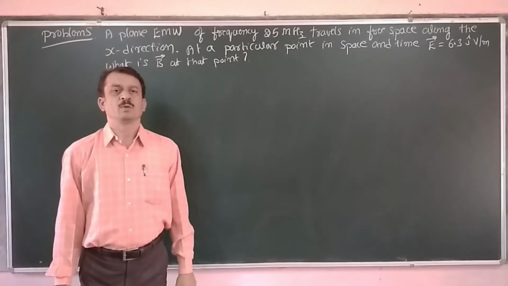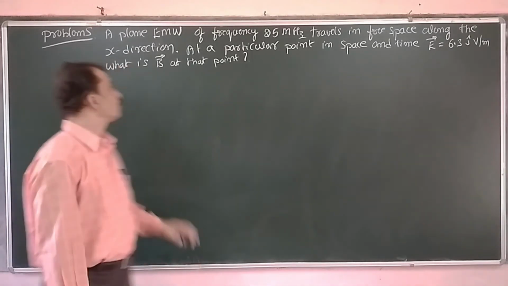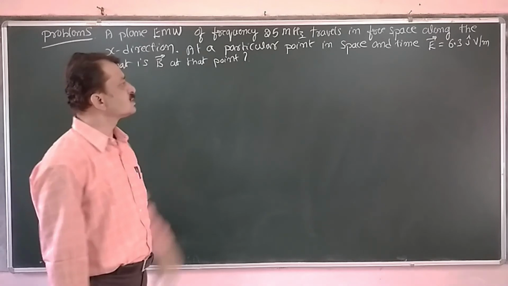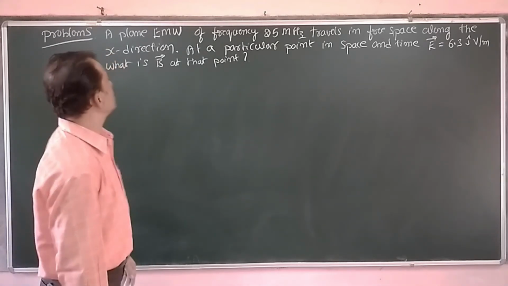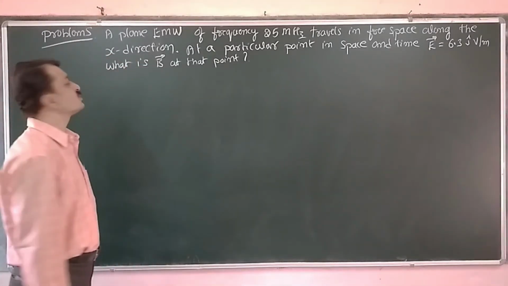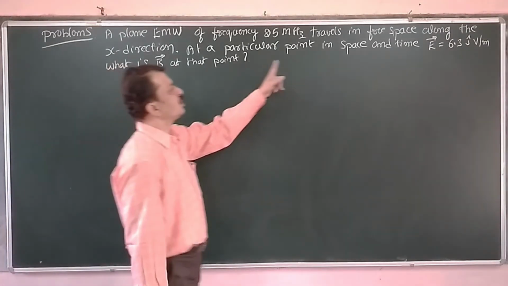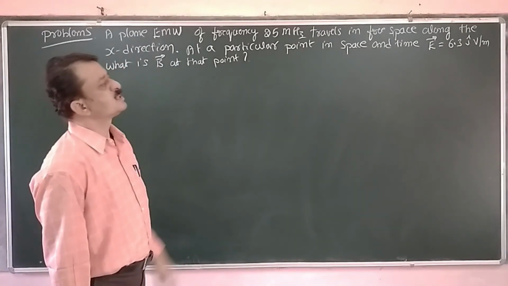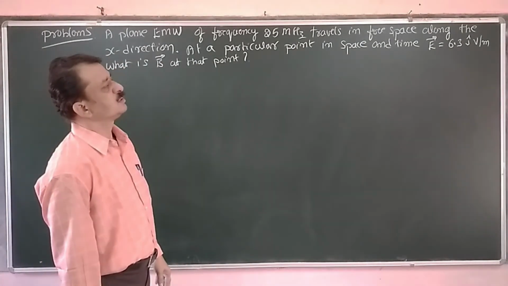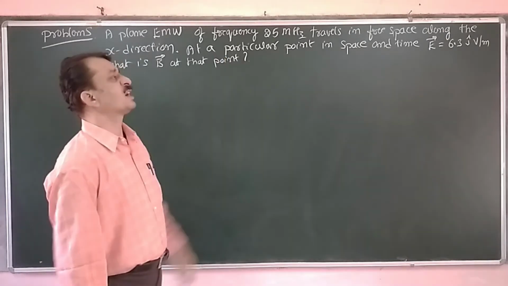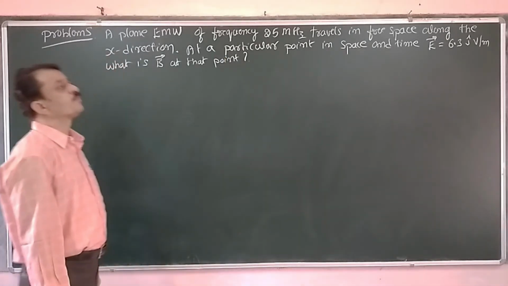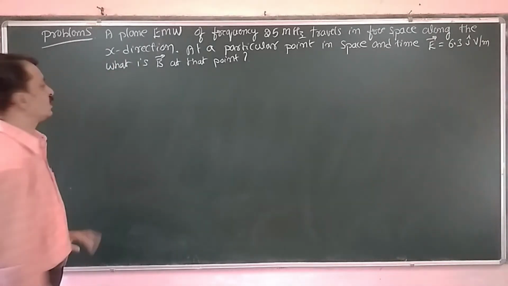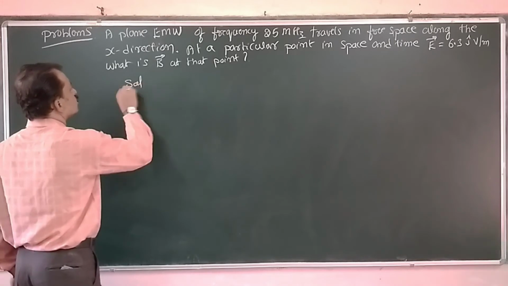We will work out simple problems regarding this chapter. A plane electromagnetic wave of frequency 25 megahertz travels in free space along the x direction. At a particular point in space and time, the electric field E is given by 6.3 j vector volt per meter, that is, along the y direction. What is the magnetic field at that point? Very simple problem. Now the solution.